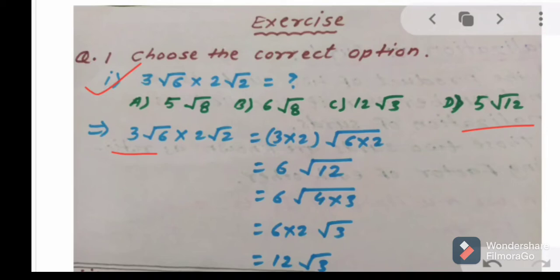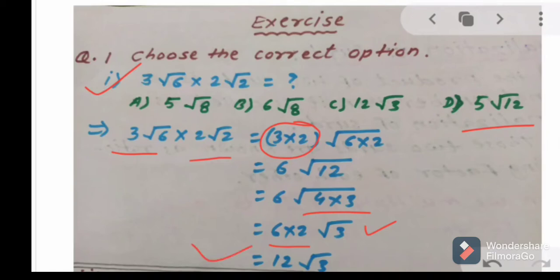And then, friends, the most important topic, that is the exercise. So how do we solve it? For this, some examples are given. When we see this first example, that is, choose the correct option. First example, 3 root 6 into 2 root 2. The options are 5 root 8, 6 root 8, 12 root 3 and 5 root 3. 4 options are there. So we solve this.